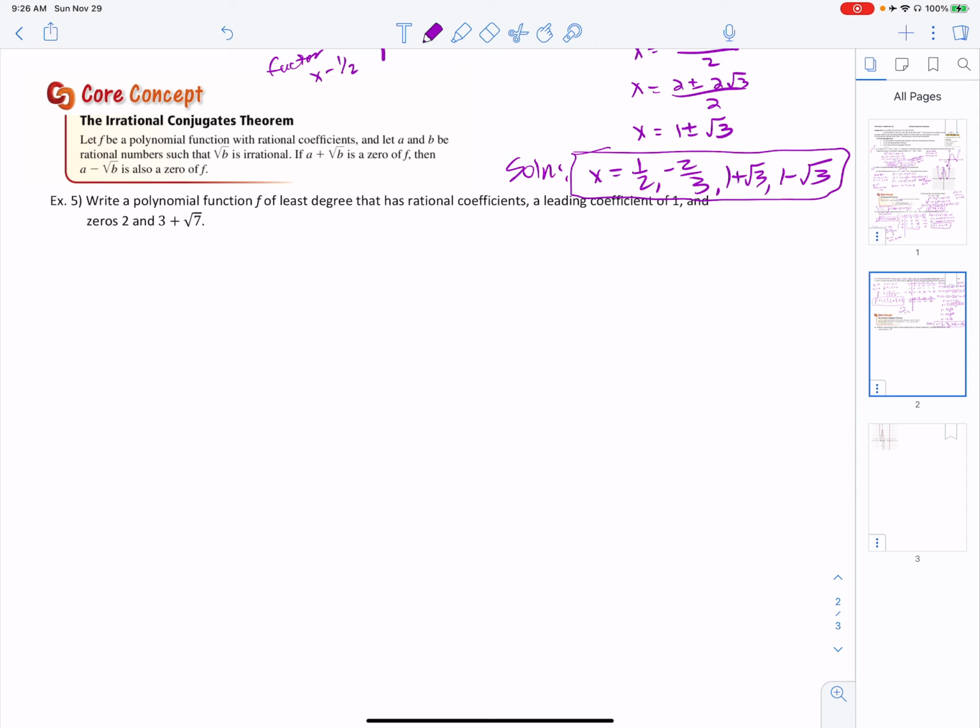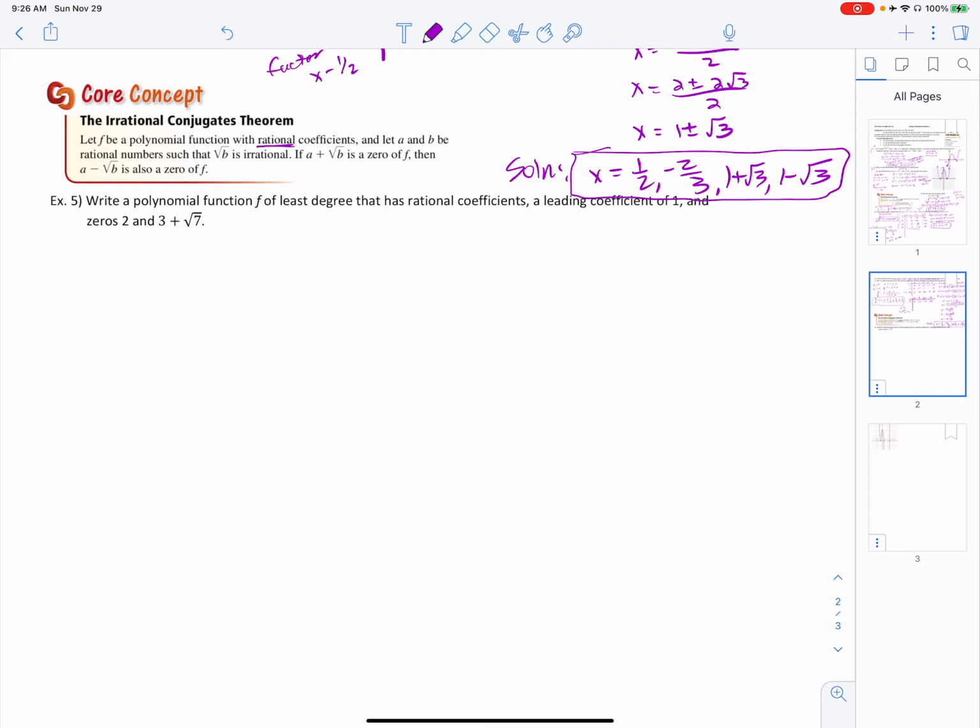And for the irrational conjugate theorem, if we have a polynomial with rational coefficients, and a and b are rational numbers such that root b is irrational, such as root 3, root 7, things that are not perfect squares. If a plus root b is a 0 of f, then a minus root b must also be a 0. So let's just go to the example and apply this.